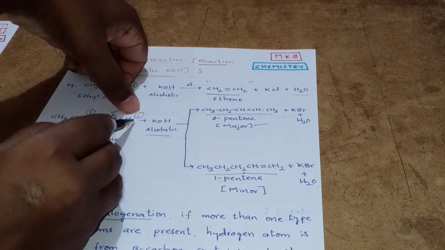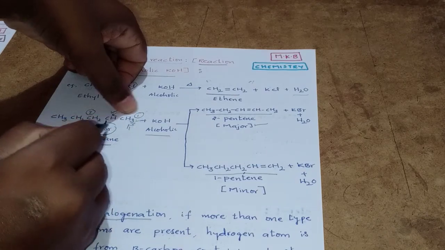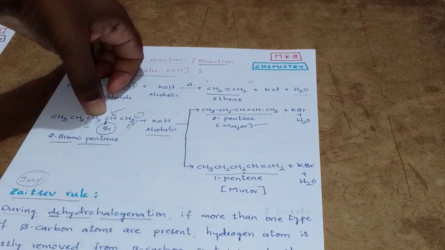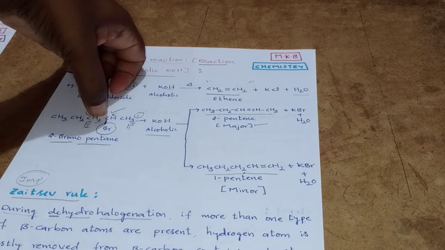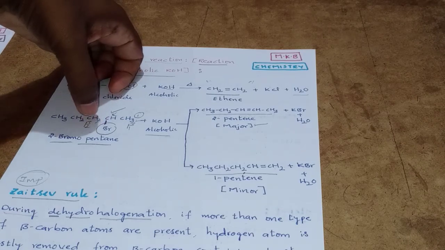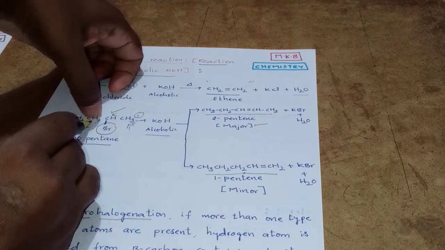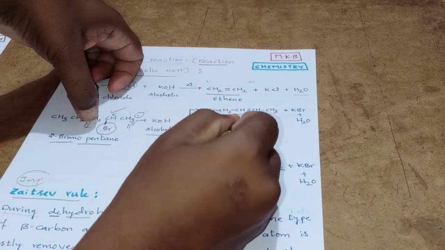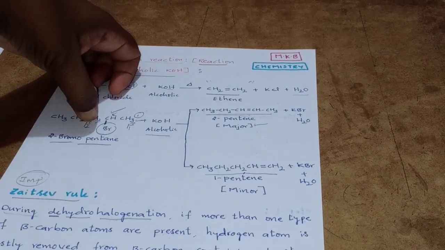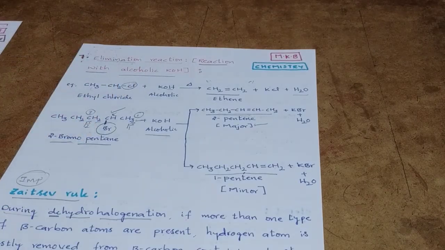That means this beta carbon contains 3 hydrogens and this beta carbon contains 2 hydrogen atoms. So I have to remove the hydrogen from beta 2. When I remove the hydrogen from beta 2, I will get 2-pentene. This is the major product. So this is according to Zaitsev's rule. So this is about elimination reaction.